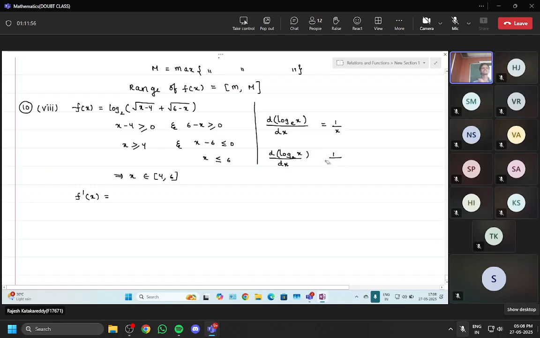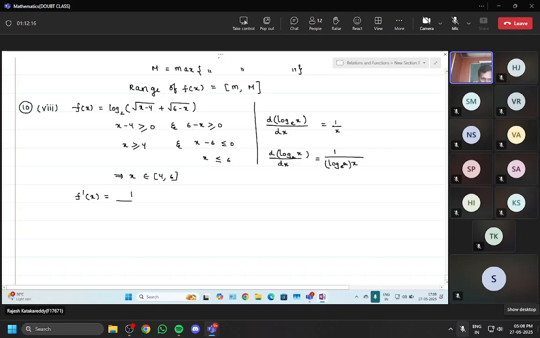You need to change the base. Using the change of base theorem, you will get 1 by log of base e into x. This is the derivative of other bases. Here it won't matter; anyway, it will go to the other side, so I'm not writing it.